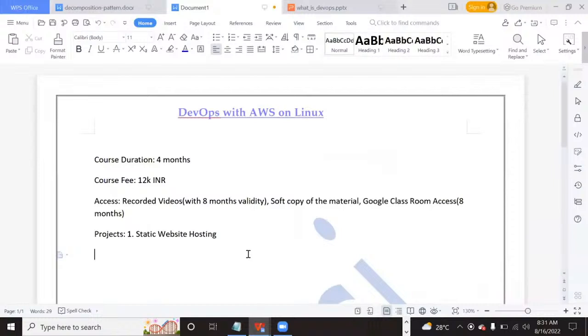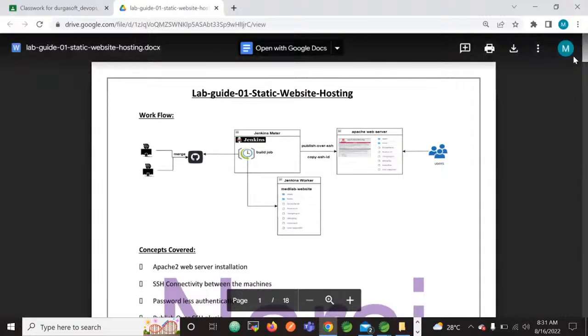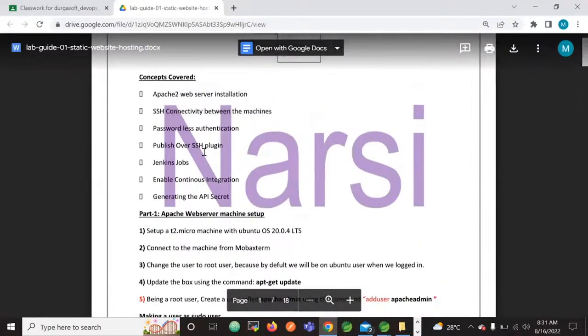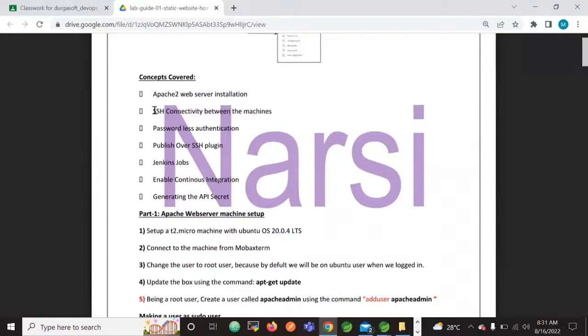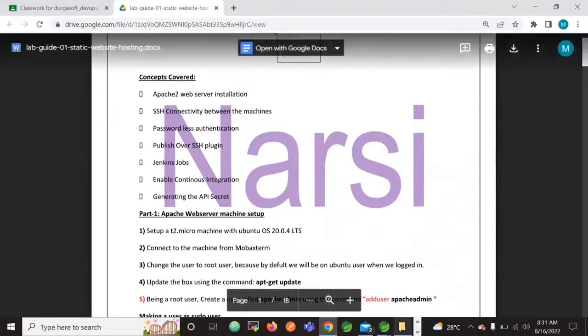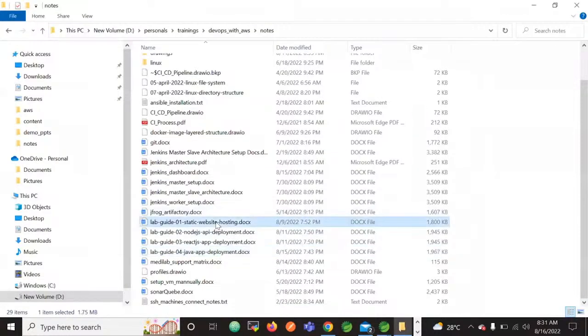So are these projects at the end of the course, or in between? In between, we will learn the concepts on the projects. For example, there is a concept called passwordless authentication, a concept called the publish over SSH plugin, and SSH connectivity between the machines. These concepts, every project we will use.